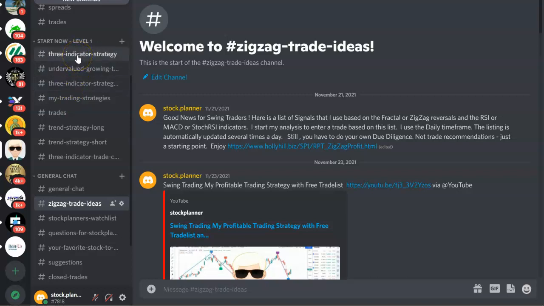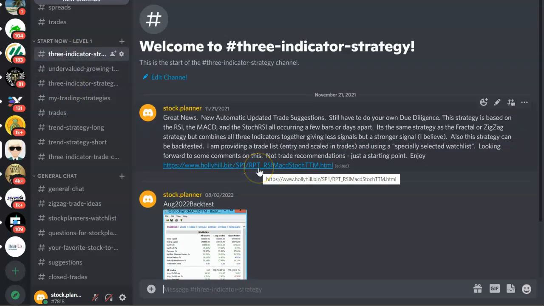Clicking on the 3 indicator strategy and clicking the link, you get a trade list of all the trades you could possibly take. And right now you have 21 open positions, and here they're listed. It shows you when to enter and when to exit, and you can see that we had entry signals for A10. That's a short, and that's what we're going to look at today. And ExxonMobil, which is a buy.